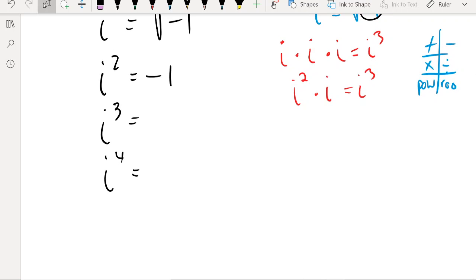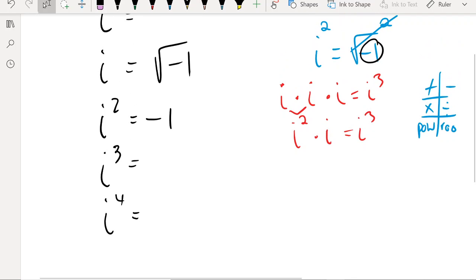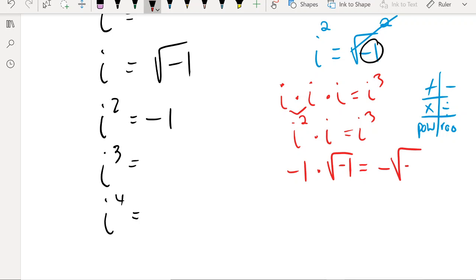Now, this is good for us because then we can just plug in what we already know and figure out what we need to know. I squared, we already know, is -1. I is the square root of -1. Therefore, I cubed is -1, but I'm going to leave out the 1 because you don't need it, negative square root of -1. Okay? So that then is I cubed.